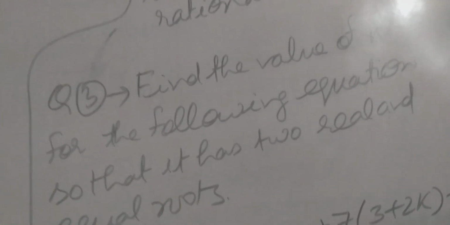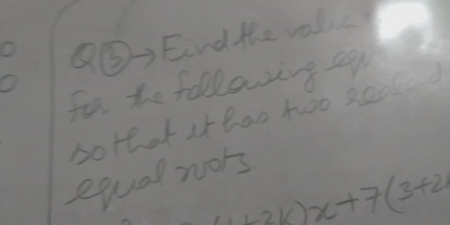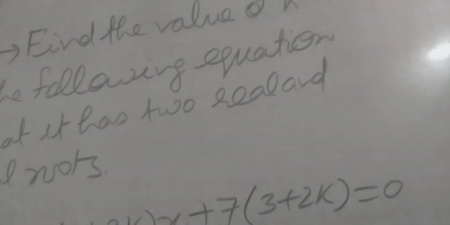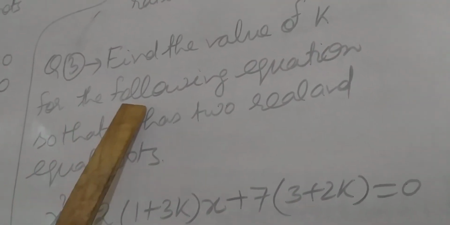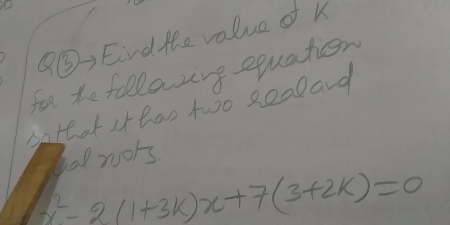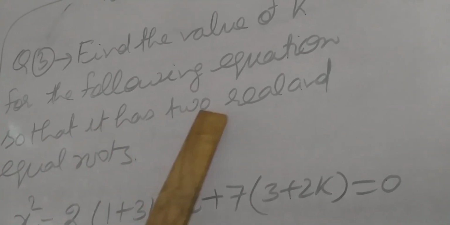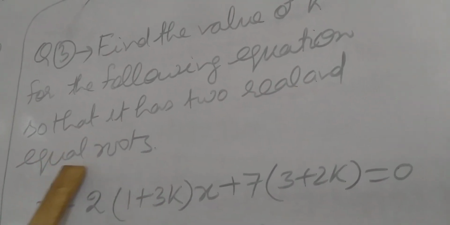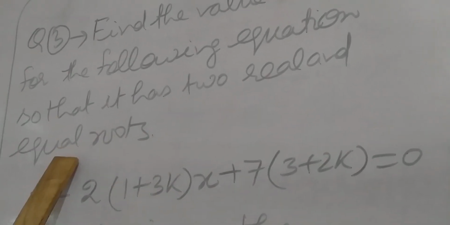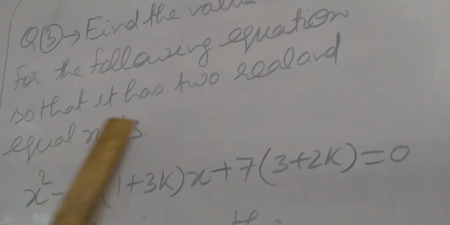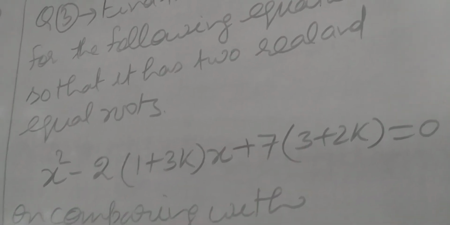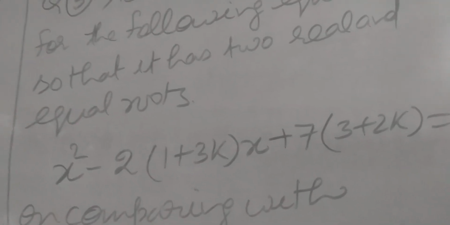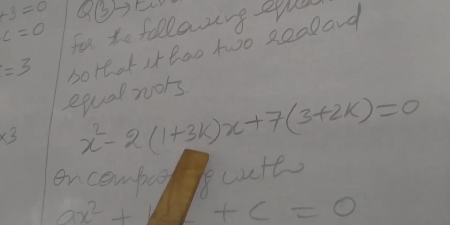Okay students, one more question we are going to take. Find the value of k for the following equation so that it has two real and equal roots. Students, yesterday I told you, when the equation has real and equal roots, then D equals 0. So this equation is given to us, students. We have to find out the value of k.